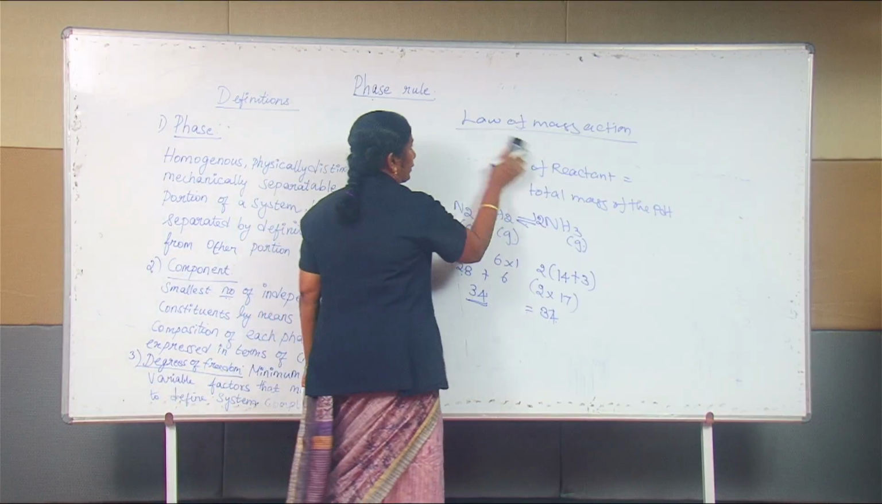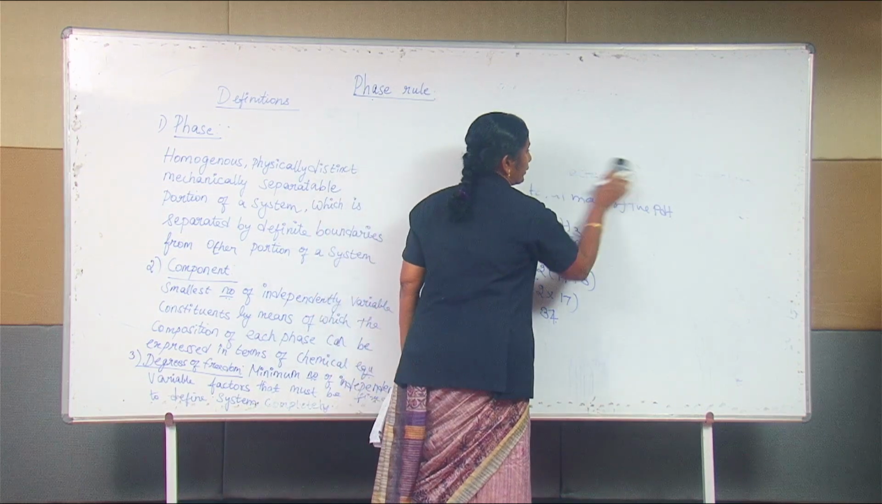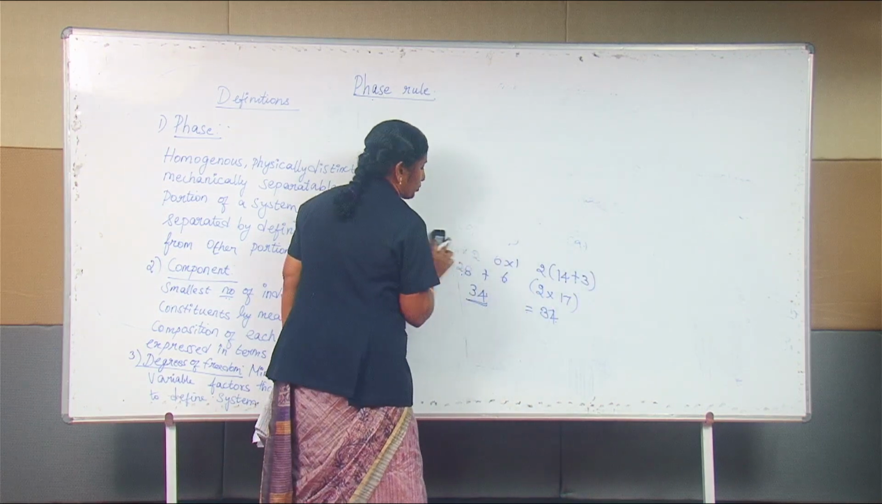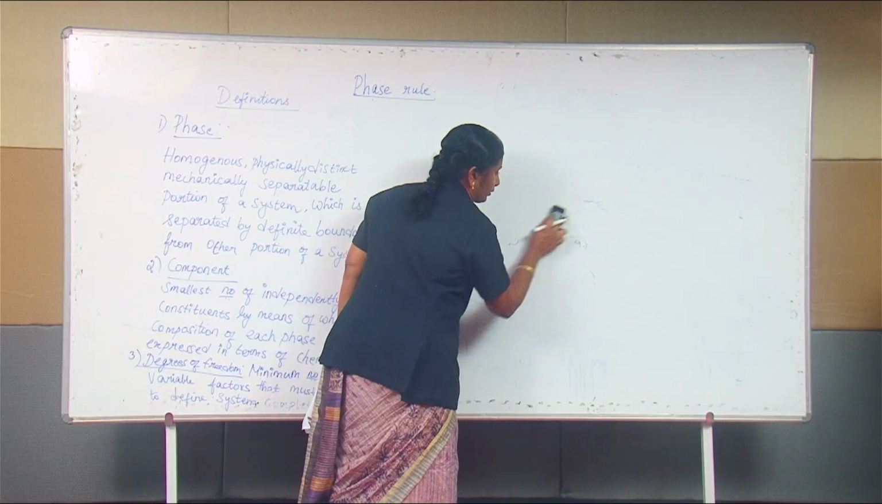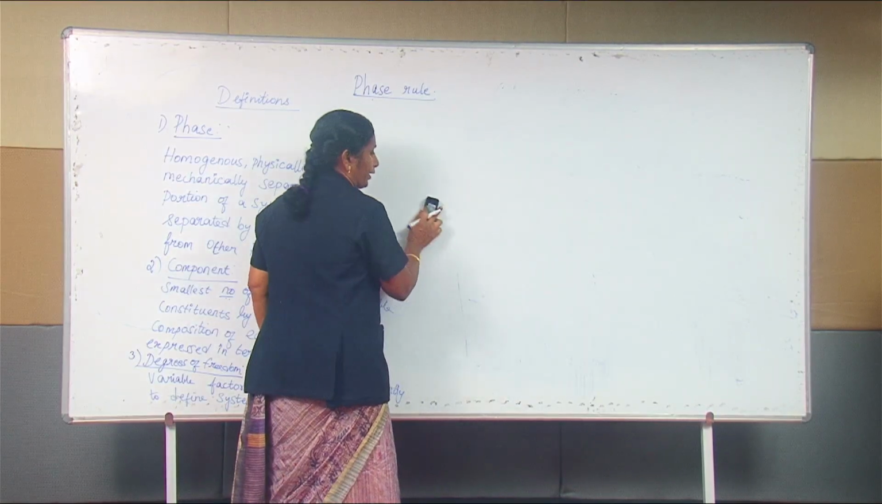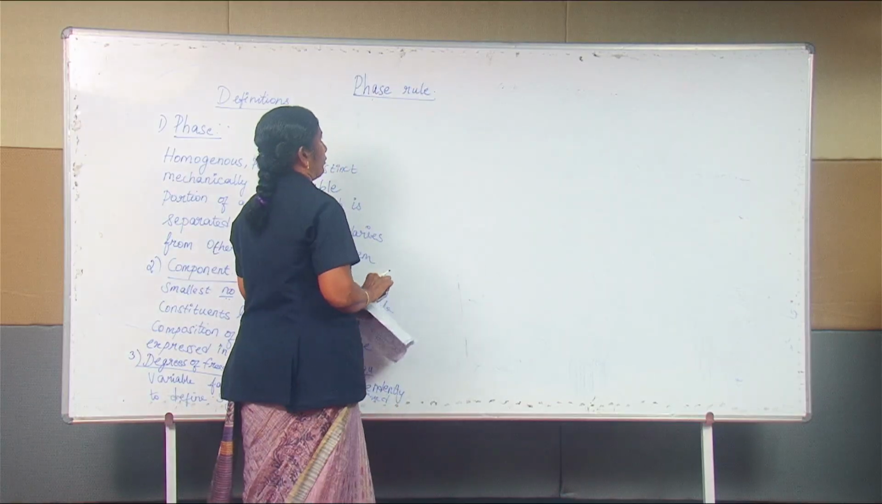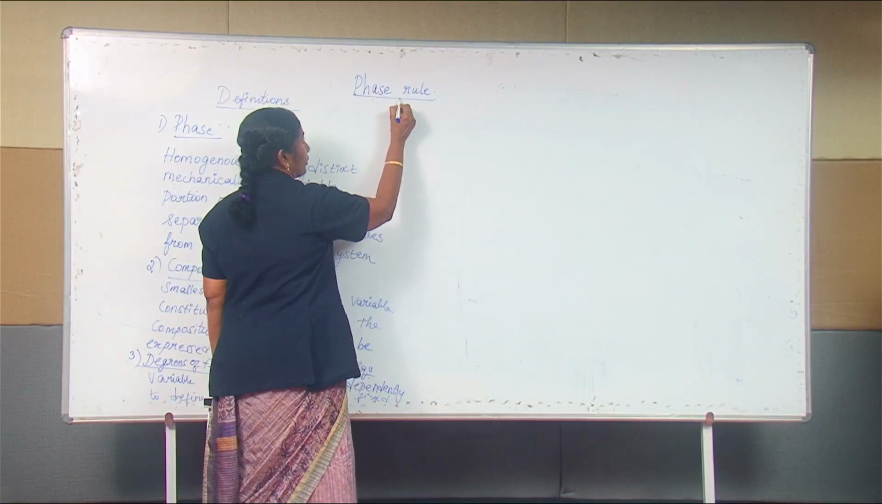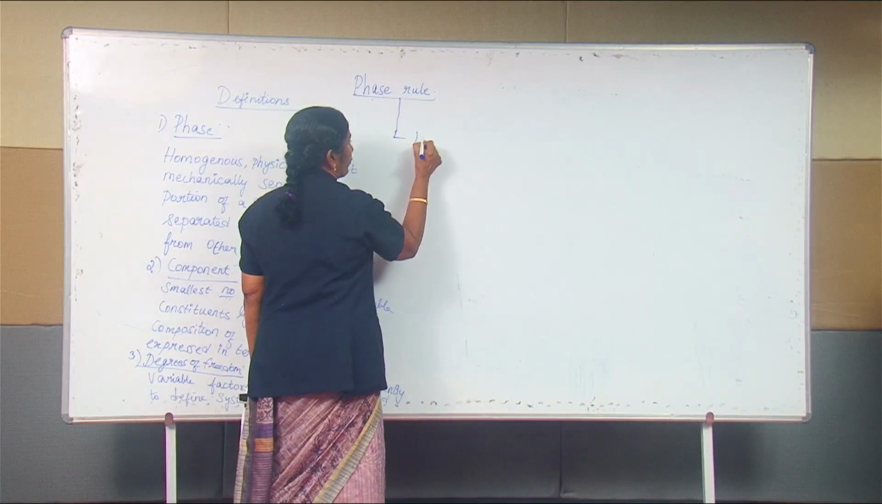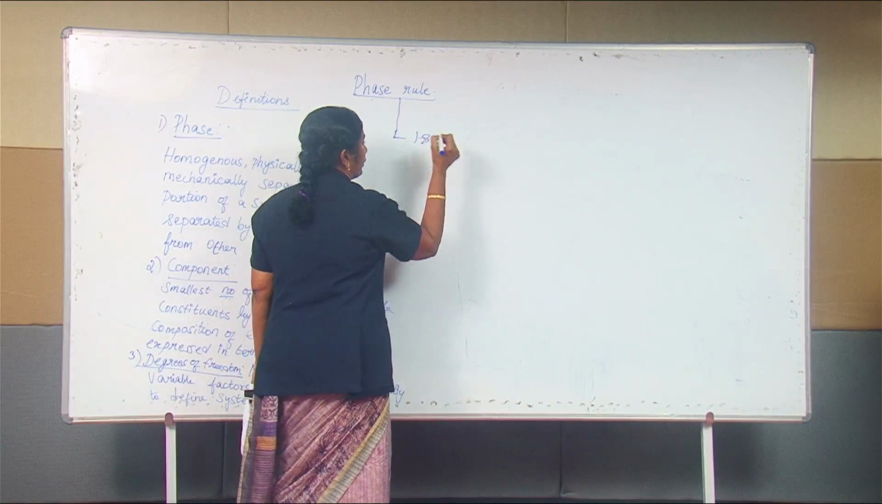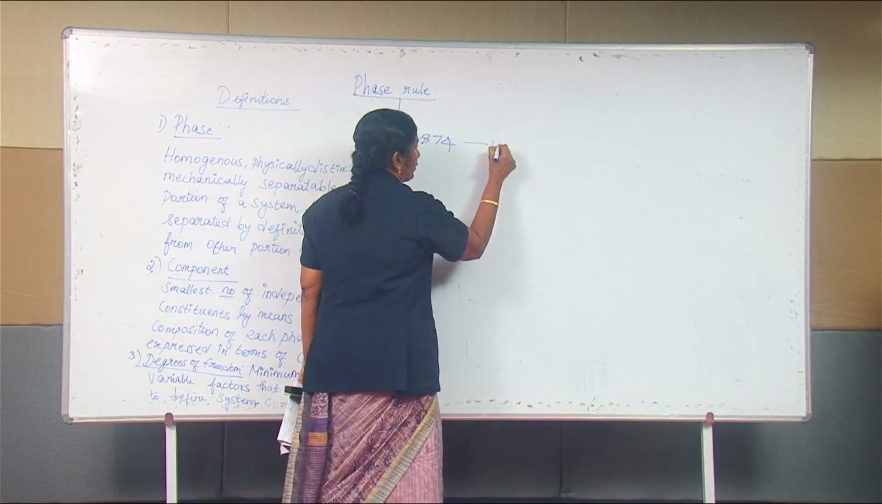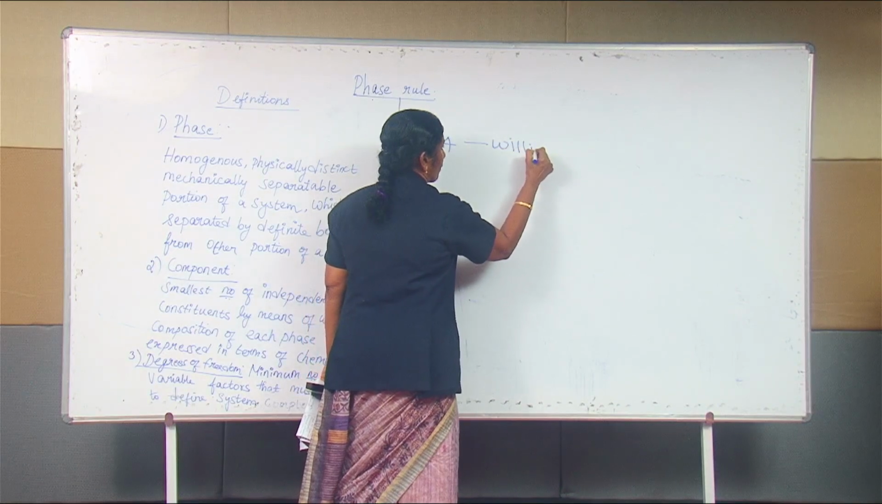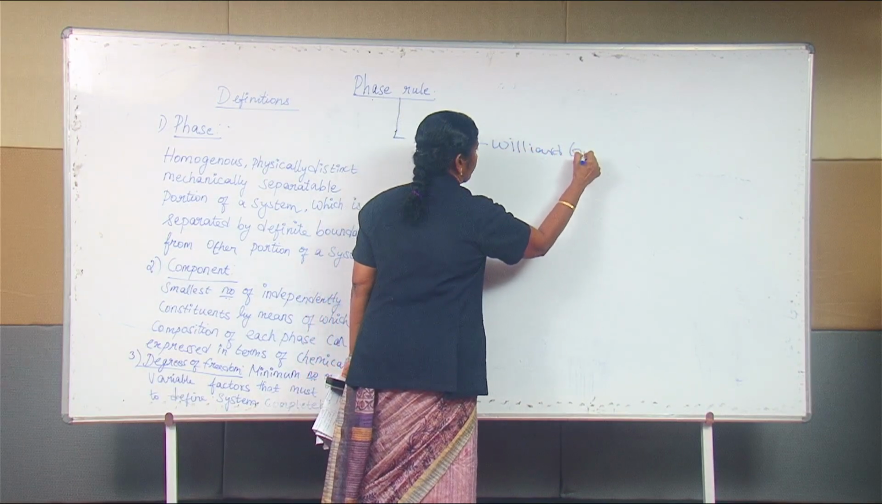And the next thing, the heterogeneous reversible reaction. So the phase rule is applicable. Phase rule is applicable only for heterogeneous reversible reaction. The phase rule was started in the year 1874 by Willard Gibbs.